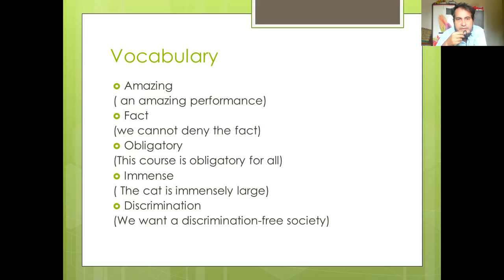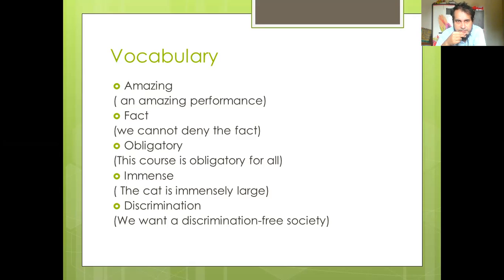The fourth word is immense, very common word. Immense means highly. The cat is immensely large. Immensely large, that means very much. Immense means very. The cat is immensely large means the cat is extraordinarily large or very much large.